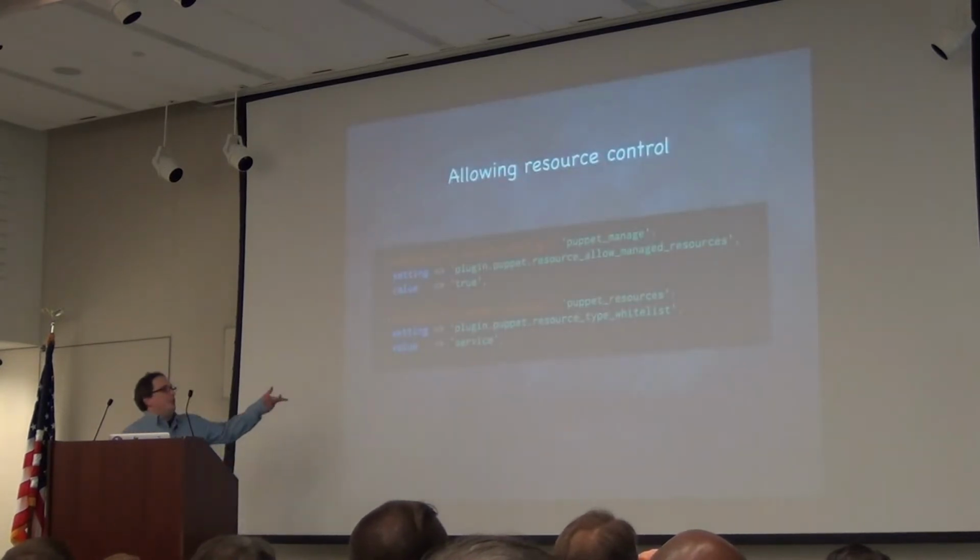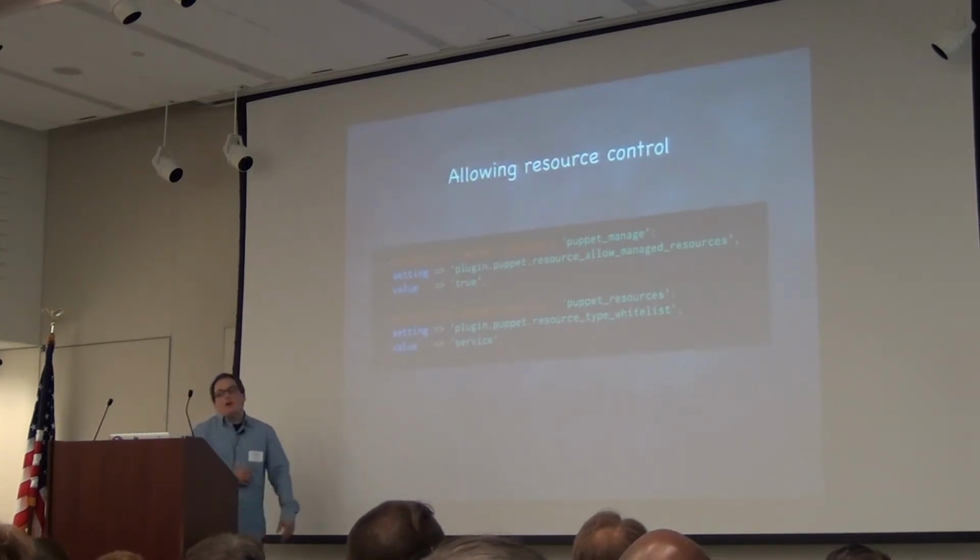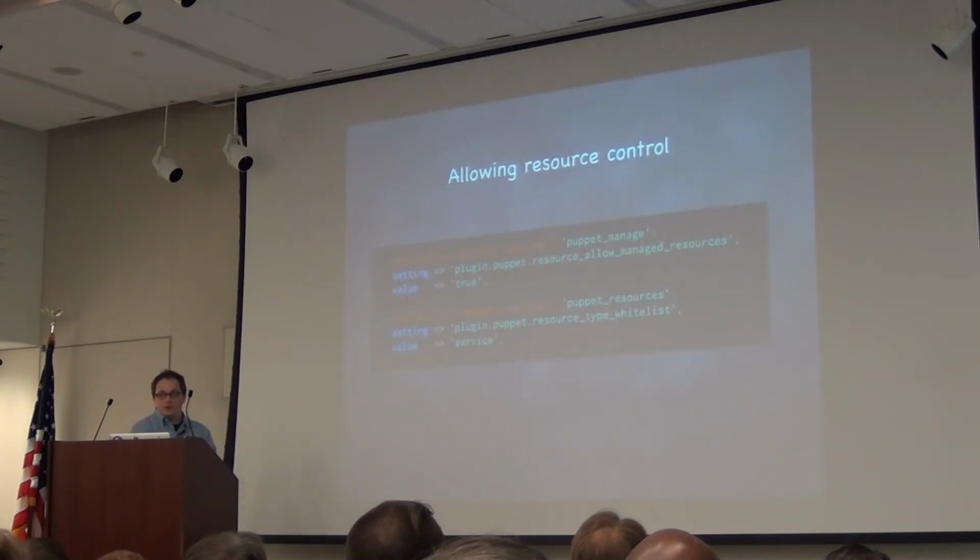That's why I have an example of it here with the defined type setting: the Puppet resource allow managing resources, and the resource type whitelist. I have the service, only the service is enabled. And I'm going to give an example of that right now.